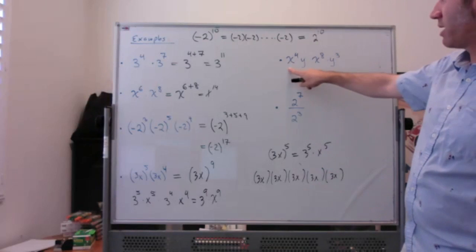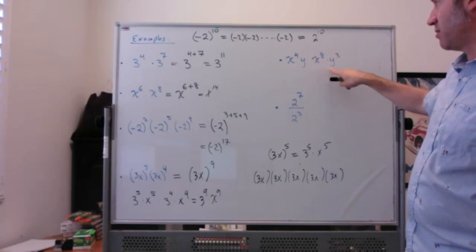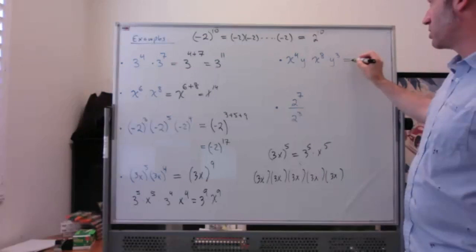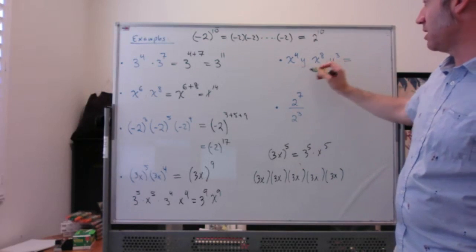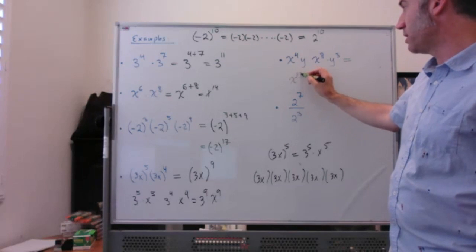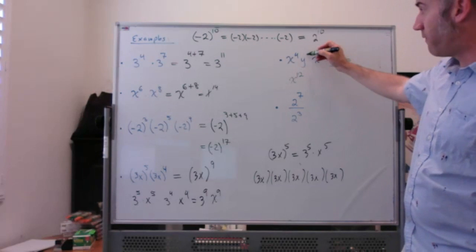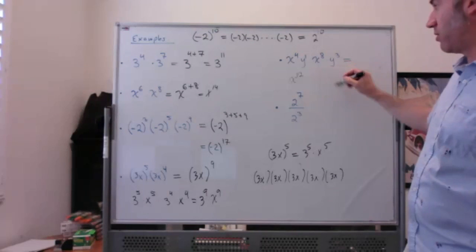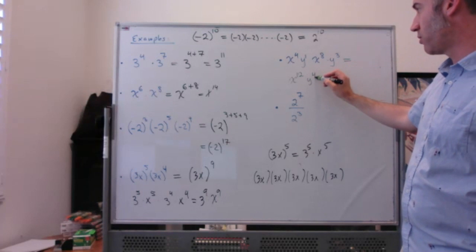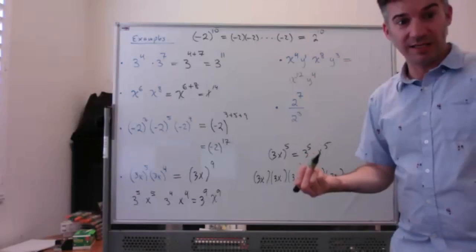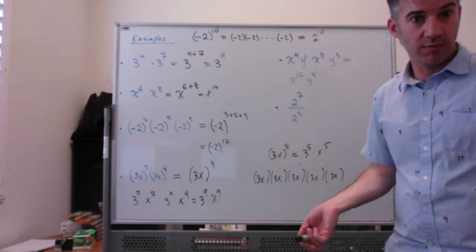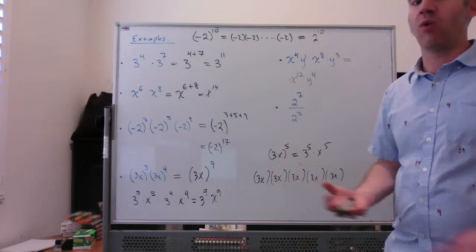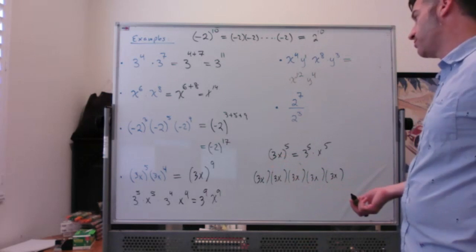Here we have x to the 4th times y times x to the 8th times y to the 3rd. Again, we're just going to combine the like bases. X to the 4th times x to the 8th is x to the 4 plus 8. Y to the 1st times y to the 3rd is y to the 1 plus 3, which is 4. Whenever you see something that doesn't have a power, the assumed power is the first power. X is x to the 1st, y is y to the 1st, and so on.